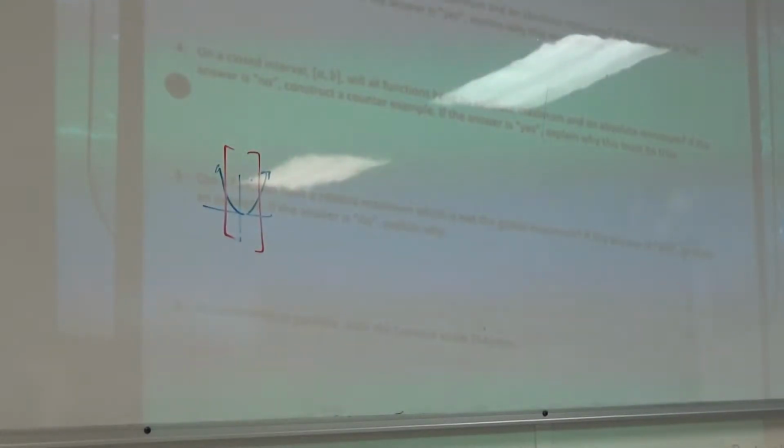Okay, y equals x, but the thing is, I'm now saying on a closed interval. So put your blinders on. Is there an absolute max? Yes, over here. Is there an absolute min? Of course, over here. So all functions on a closed interval have an absolute max and an absolute min? Yes. Of course.